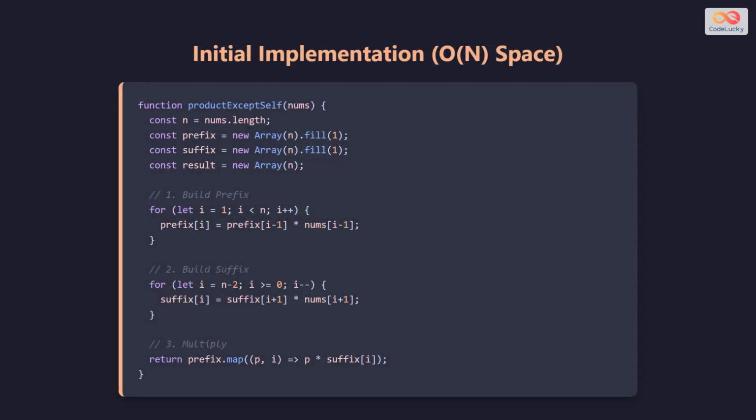Here is what the code looks like for that approach. We allocate two arrays, prefix and suffix. We fill the prefix array in a forward loop, fill the suffix array in a backward loop, and then map over them to multiply the results. This is correct and runs in O(n) time, but it uses O(n) extra space for those two arrays.